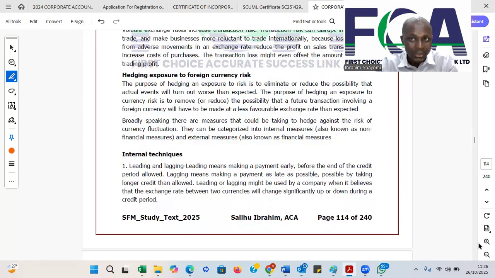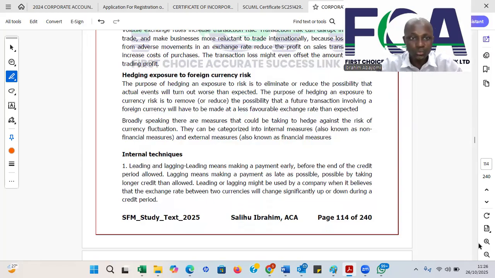So for you to use leading and lagging, you must have in-house experts who can actually predict the movement in exchange rate with a good degree of accuracy, because a wrong prediction can pose a detrimental effect to the company. So for you to use it very well, you must be able to predict the movement in exchange rate with at least a reasonable degree of accuracy.